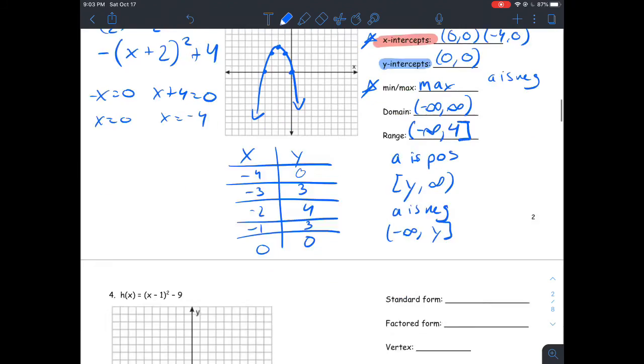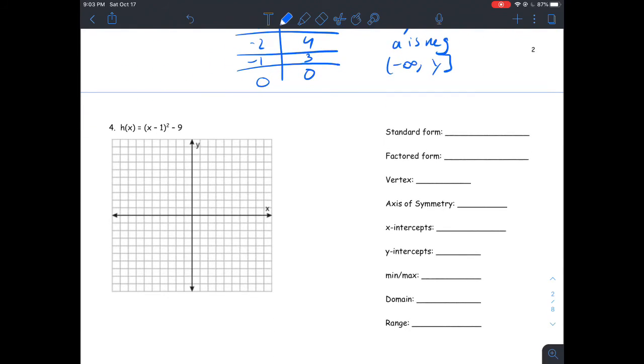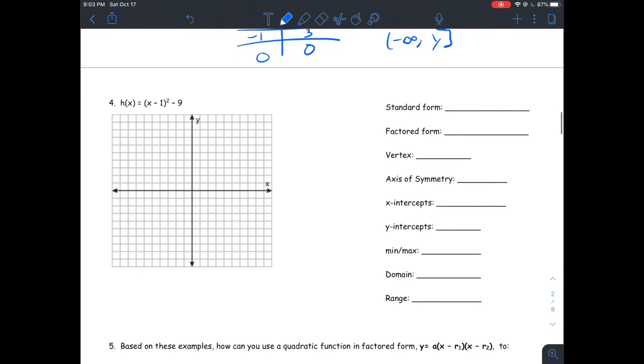All right? We're getting there, guys. I know this is a long video. You're doing great. So for number 4, they gave us the vertex form, right? This is y equals x minus h squared plus k. So let's go ahead and get this into standard form. To get this into standard form, we're going to FOIL this out and combine like terms. So go ahead and see what you get for standard form.